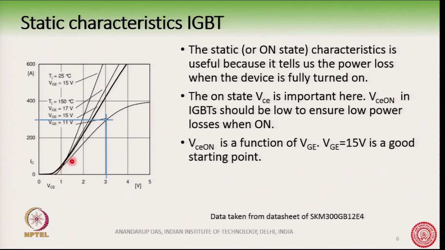So, here you can see two examples I have taken, for IC equal to 300 ampere, if the VGE is 11 volt, then we are operating somewhere here, which means the VCE is about 3 volt here. On the other hand, for the same current IC about 300 ampere, if the VGE, that is the gate emitter voltage, is 15 volt, then I am somewhere here at this point, which is about maybe 2.2 volt, okay, the VCE.